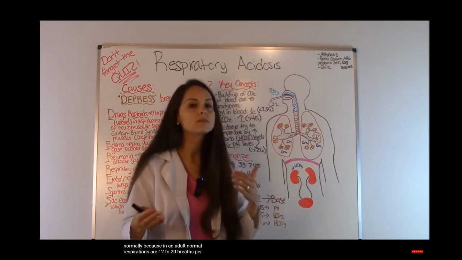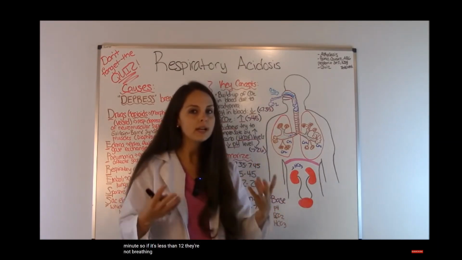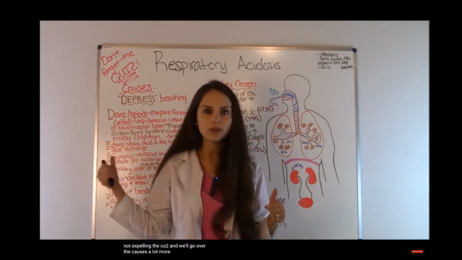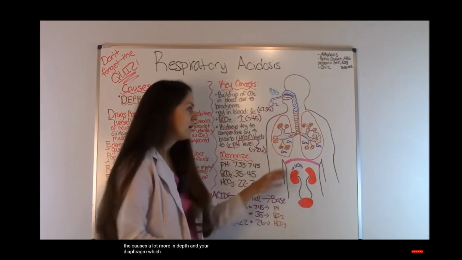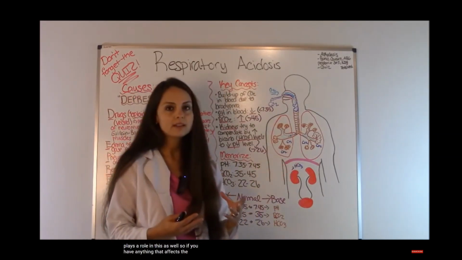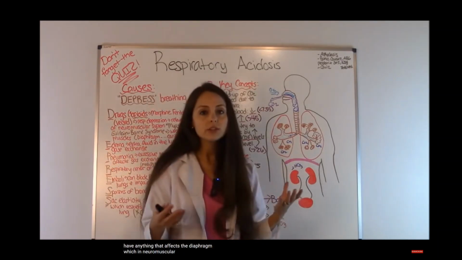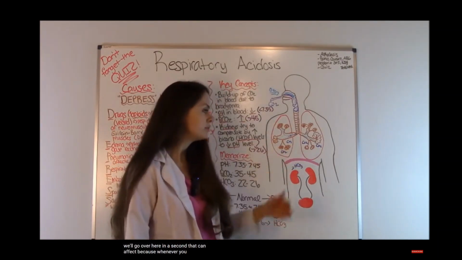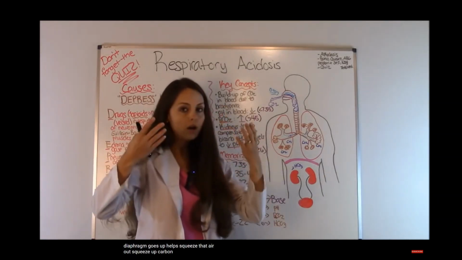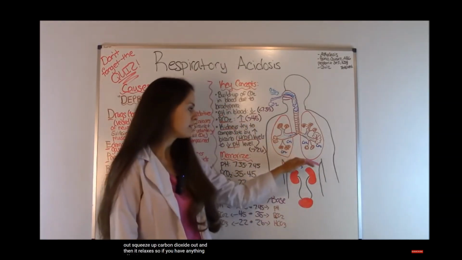So anything that's affecting the body's ability to breathe normally, because in an adult, normal respirations are 12 to 20 breaths per minute. So if it's less than 12, they're not breathing appropriately, so they're not expelling the CO2. And we'll go over the causes a lot more in depth. And your diaphragm, which is below your lungs, plays a role in this as well. So if you have anything that affects the diaphragm, like neuromuscular diseases, which we'll go over here in a second, that can affect it, because whenever you breathe out, the diaphragm goes up, helps squeeze that air out, squeeze carbon dioxide out, and then it relaxes. So if you have anything affecting that, that can cause problems.